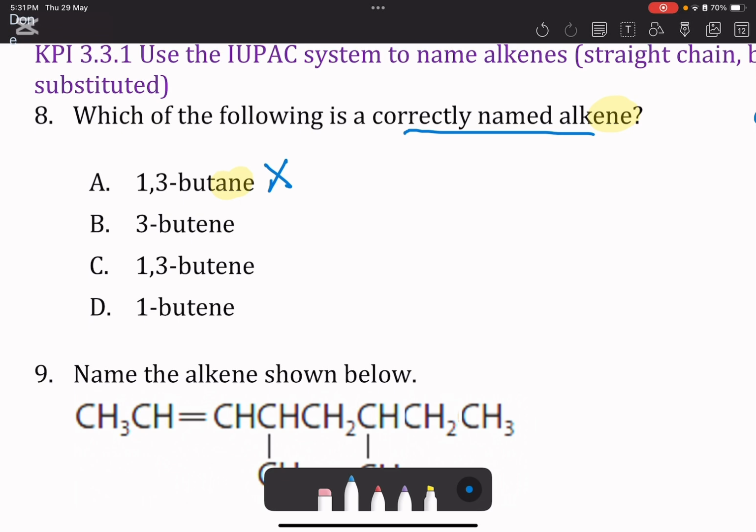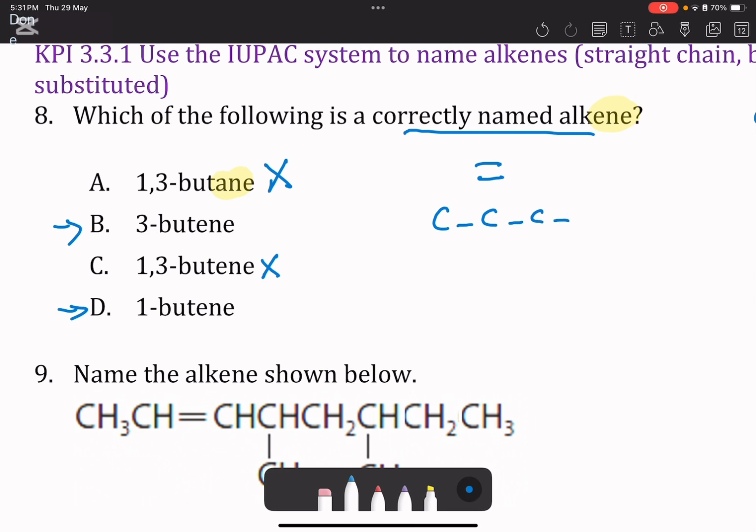answer. Now, this one has 2 numbers. When I have a double bond in the name, I should indicate where this double bond is located on the main chain. So having 2 numbers here means there's a branch, and the name of the branch is also missing. So that's definitely wrong. Now I'm left with B and D.